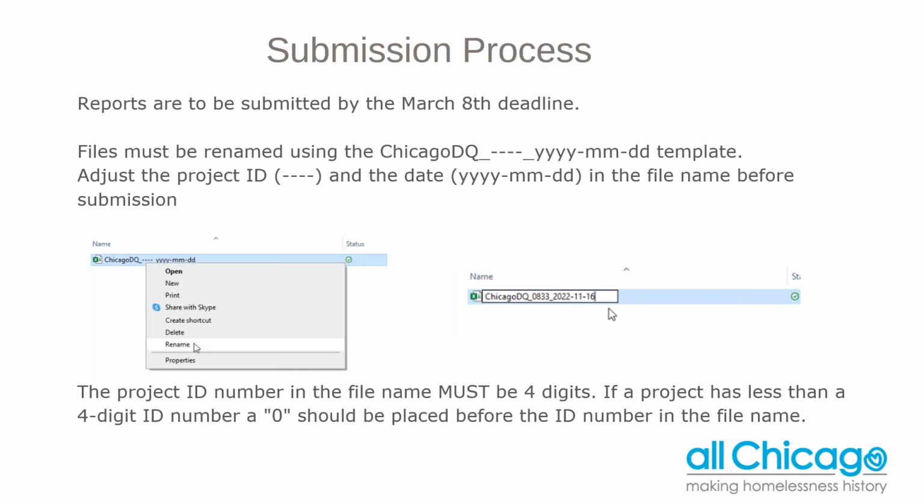Okay, we'll just continue. So for the submission process, reports are to be submitted by March 8th, which is the deadline. If you finish prior to March 8th, you can definitely submit before then, but the due date is March 8th, end of day. Files must be renamed using the Chicago DQ underscore 4 dashes underscore year month date template.